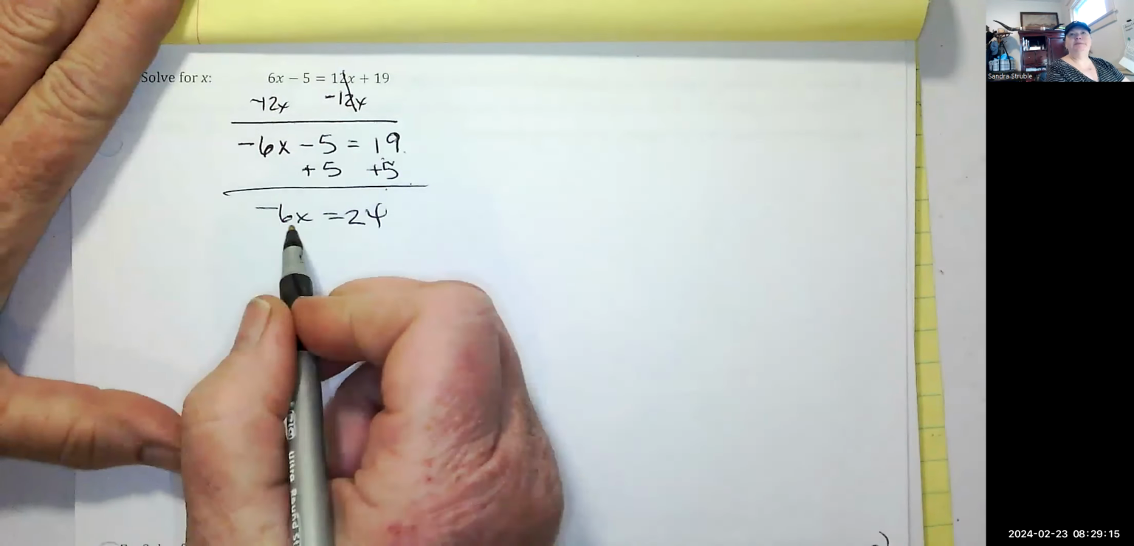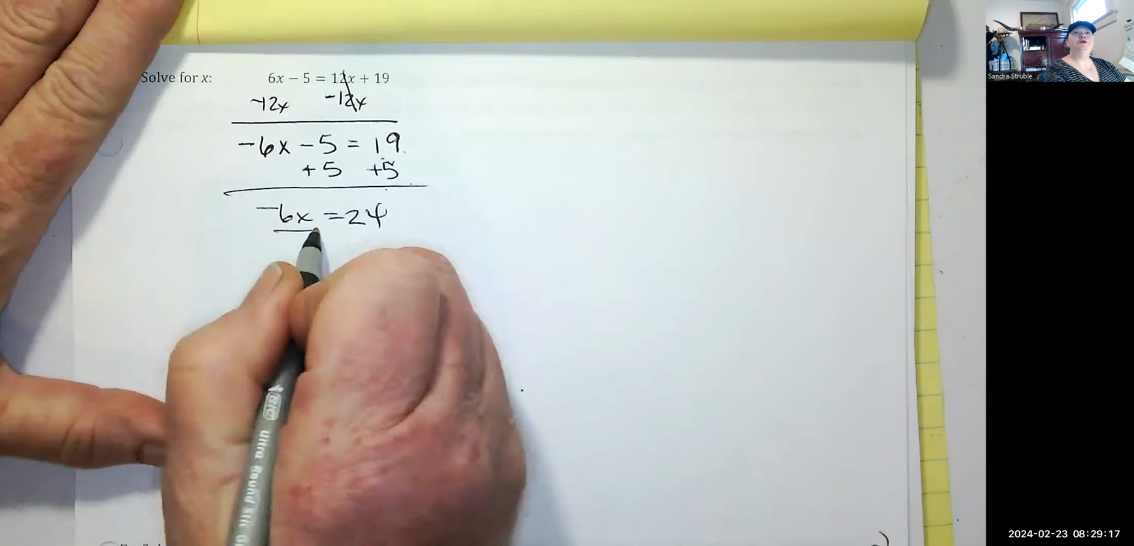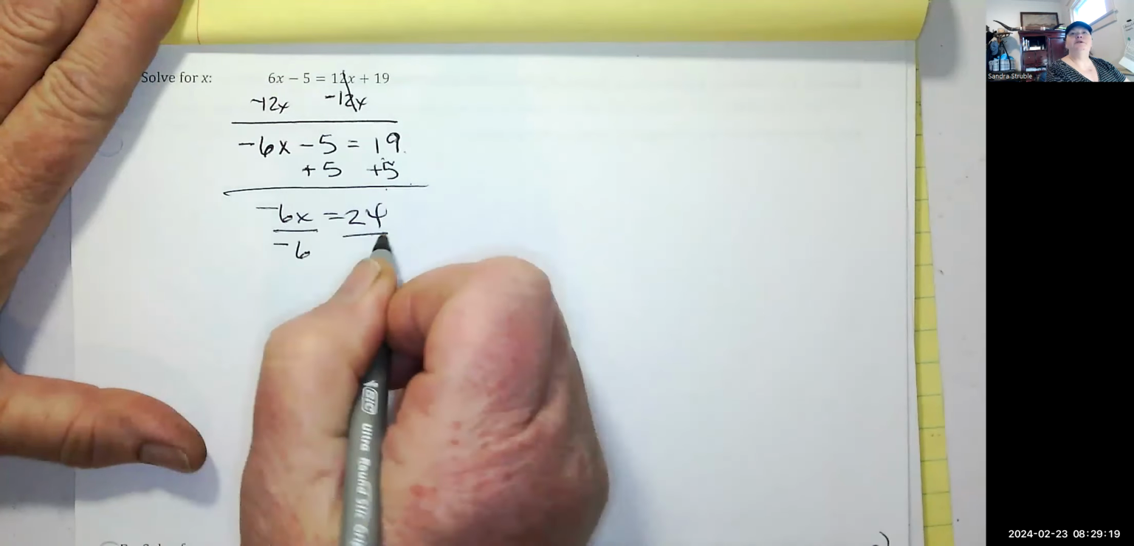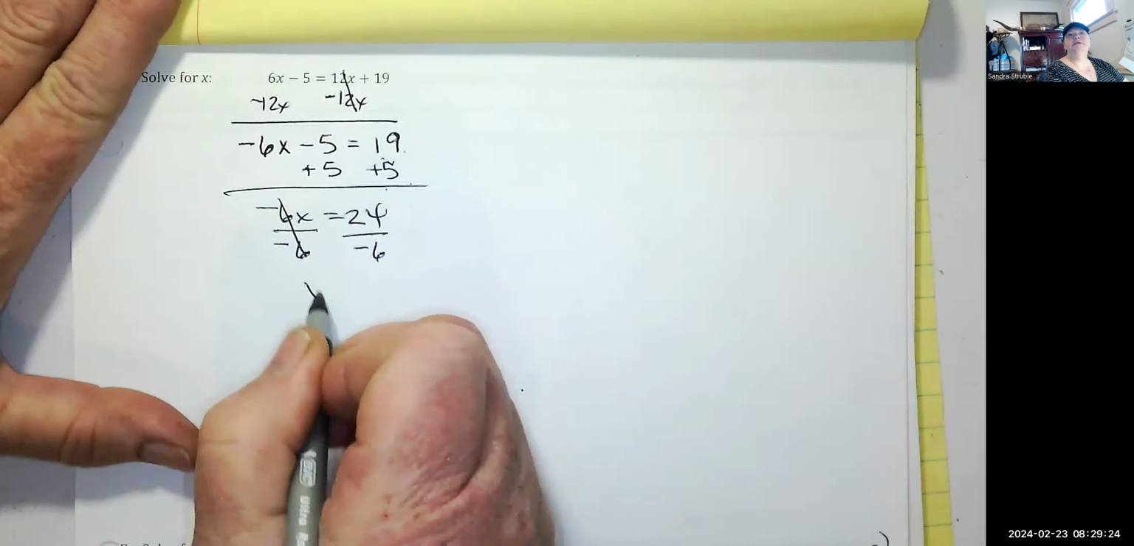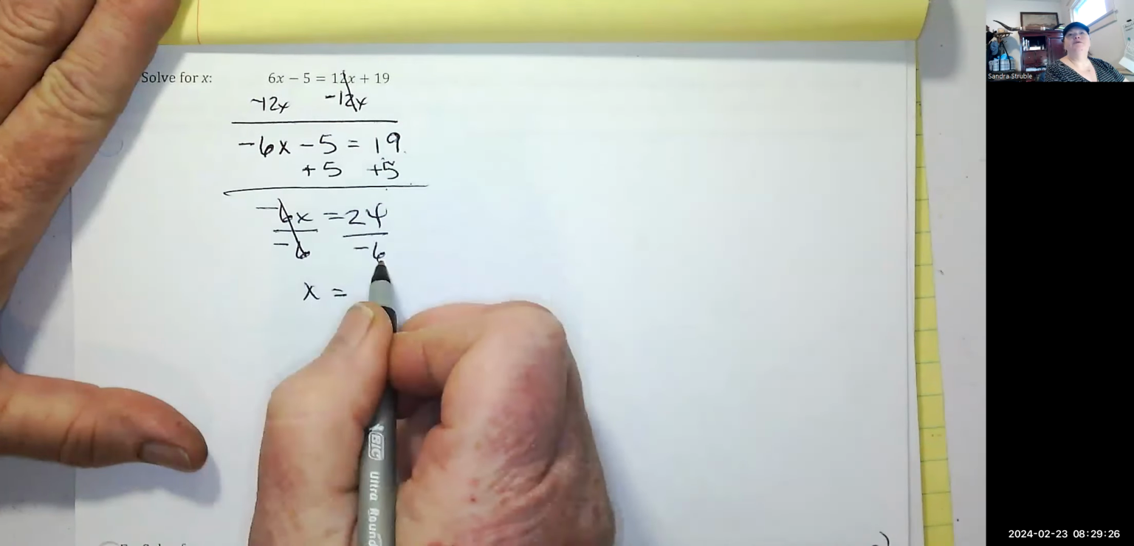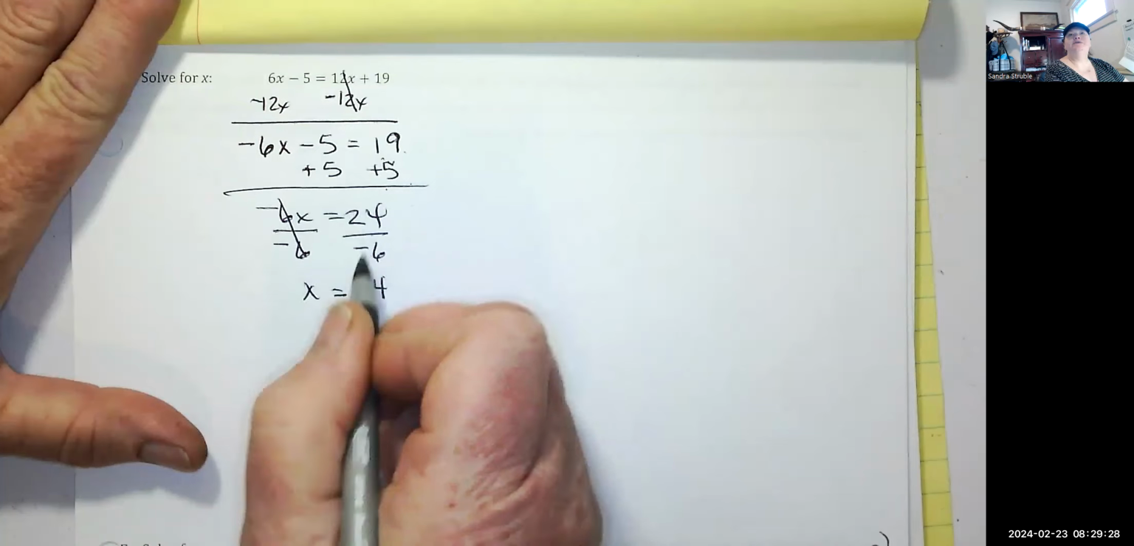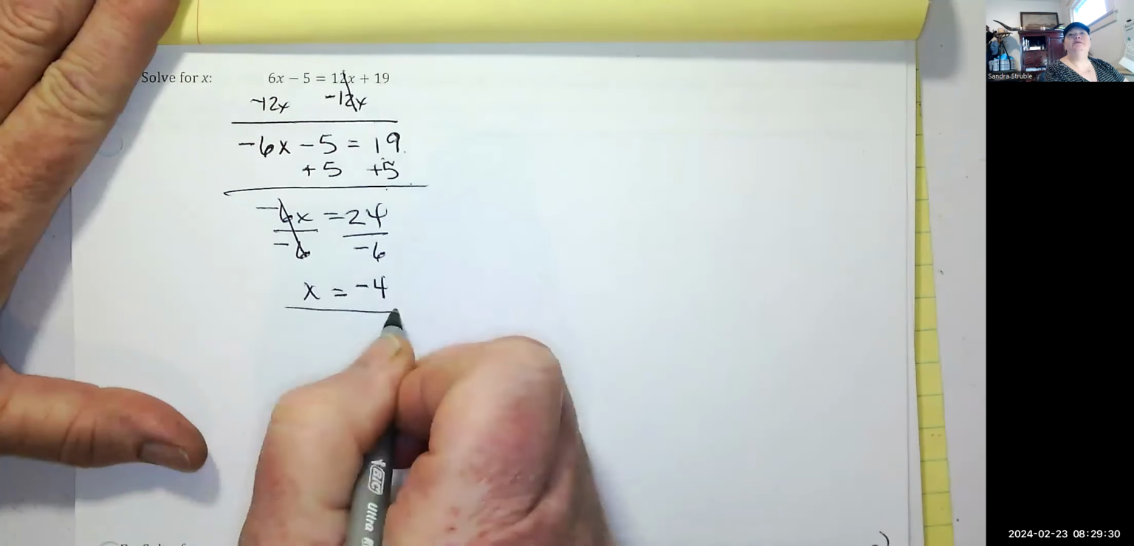Negative 6 is attached to x by multiplication. The opposite or inverse of multiplication is division, so we're going to divide both sides by negative 6. Negative 6 divided by negative 6 is 1. So x is equal to 24 divided by 6, which is 4. The signs are different, so it's negative.